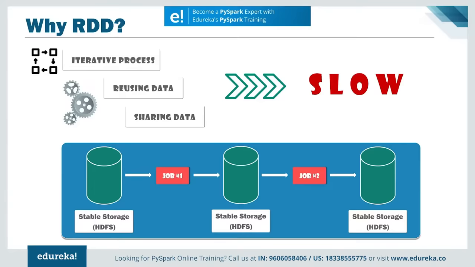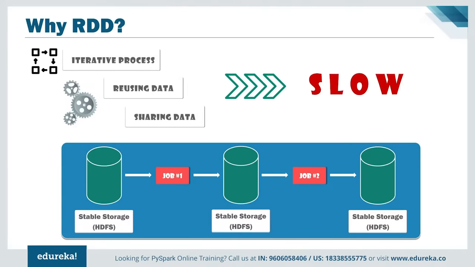Our goal here was to reduce the number of input-output operations through HDFS. This can only be achieved through in-memory data sharing. In-memory data sharing is 10 to 100 times faster than network or disk sharing. RDDs try to solve all these problems by enabling fault-tolerant distributed in-memory computations.